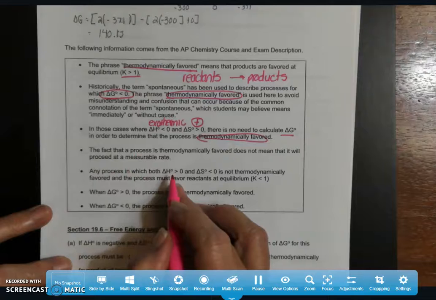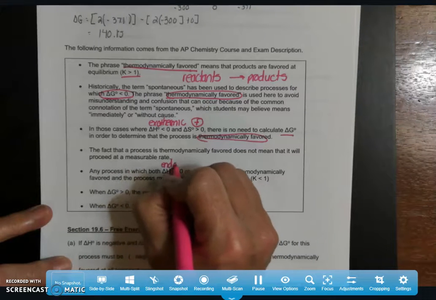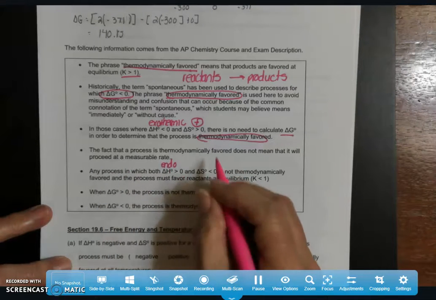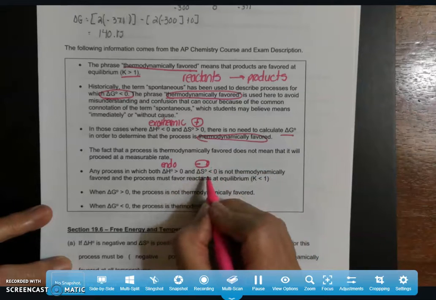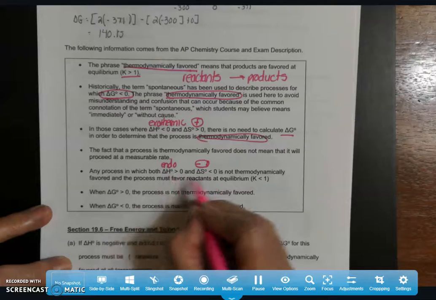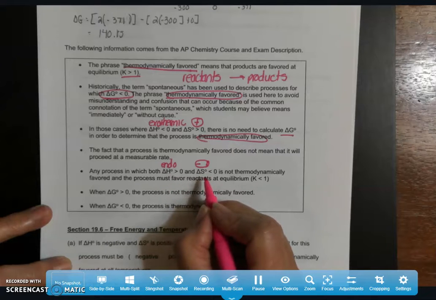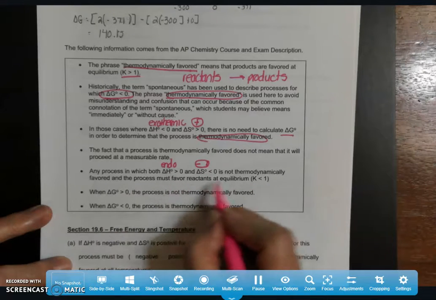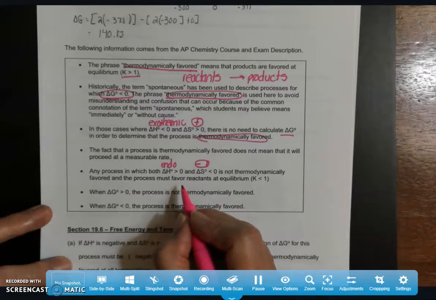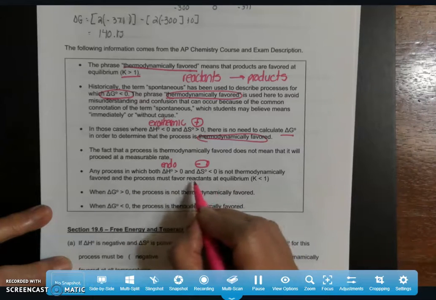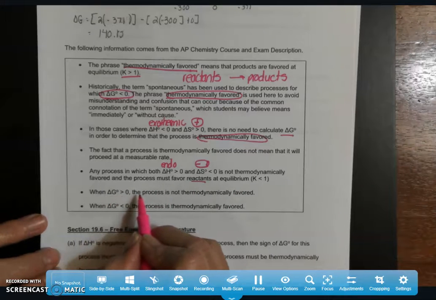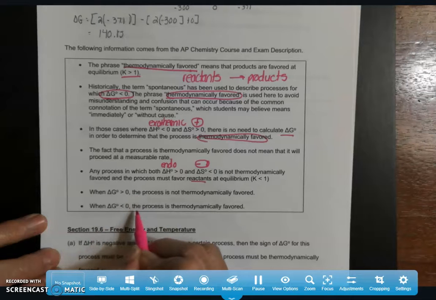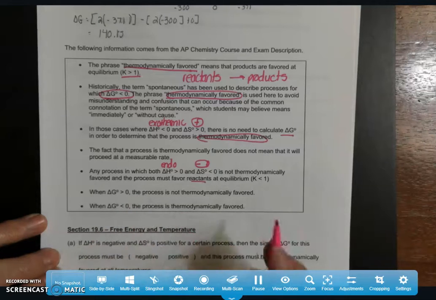Now, if this is an endothermic reaction, which is not thermodynamically favored, and S is negative, which is also not thermodynamically favored, if they're both thermodynamically not favored, then the reaction is not thermodynamically favored, and it must favor the reactants. Again, when delta G is greater than 0, the reaction is not thermodynamically favored. When delta G is less than 0, the process is thermodynamically favored.